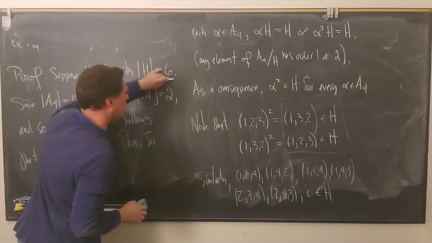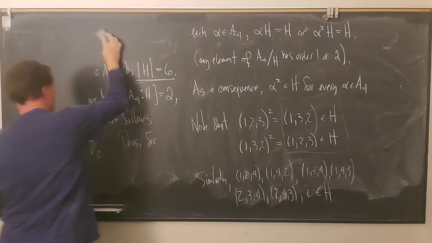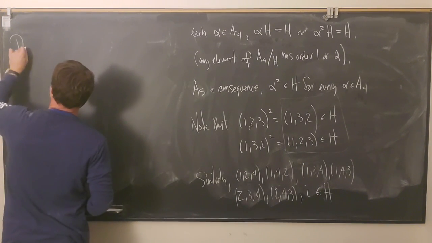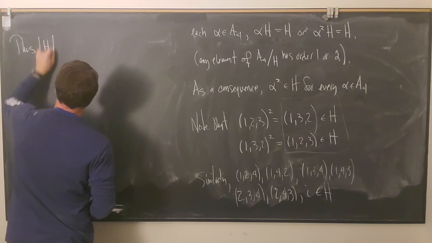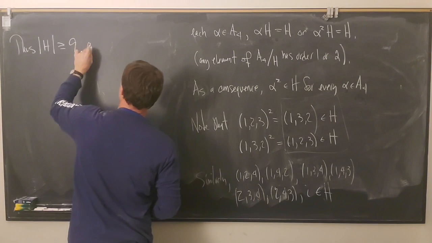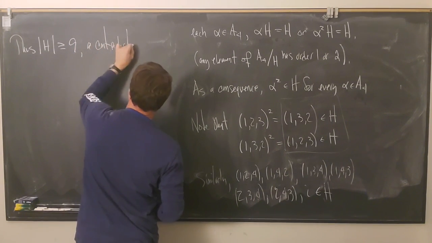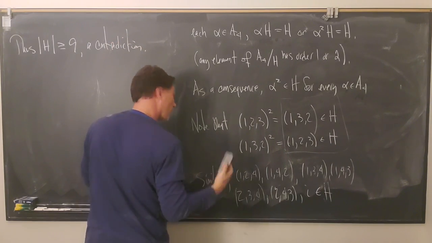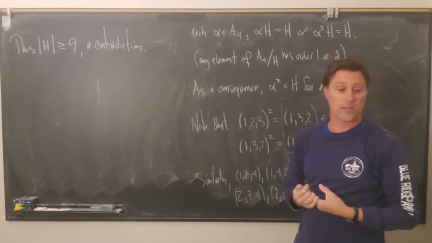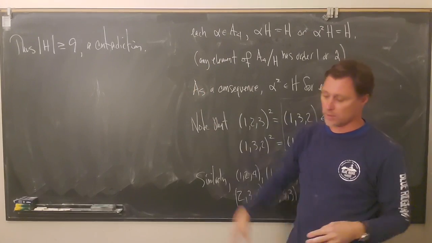But remember what we said, order of H is equal to 6. So we can say thus, the order of H is at least 9, right? A contradiction. Therefore, no such H could have existed, no such subgroup of order 6 could exist. Because if it had order 6, then it would have to have at least 9 elements, which obviously is impossible.